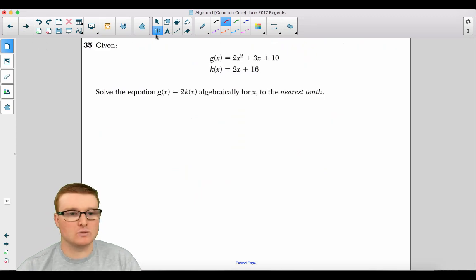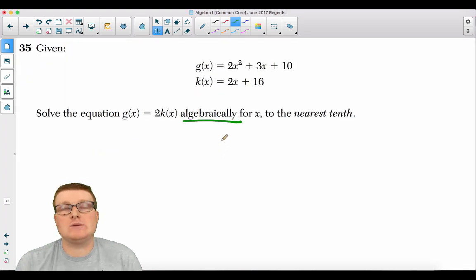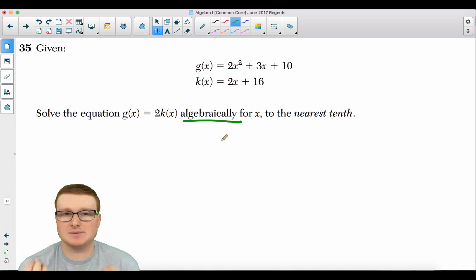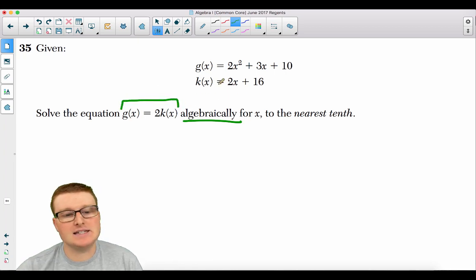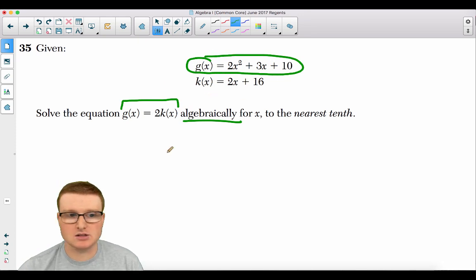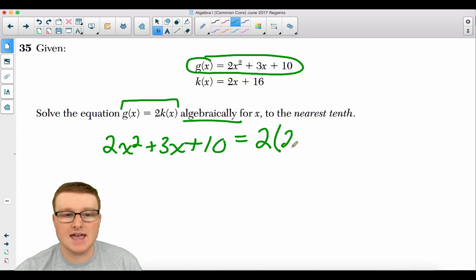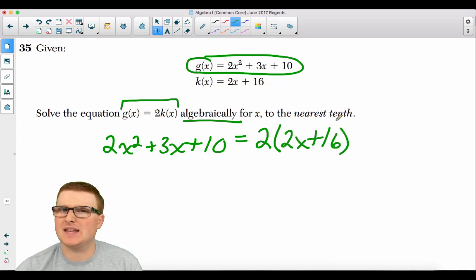Number 35, here we go. Given this information, solve the equation g of x equals 2k of x algebraically for x to the nearest tenth. Okay, so it says algebraically, so we can't use any... Well, we can use graphing calculator technology, but there has to be some sort of work shown. So it's saying take the equation g of x and set it equal to double k of x. So 2x squared plus 3x plus 10, set it equal to double of k of x, which is 2x plus 16. That's what that means, okay?